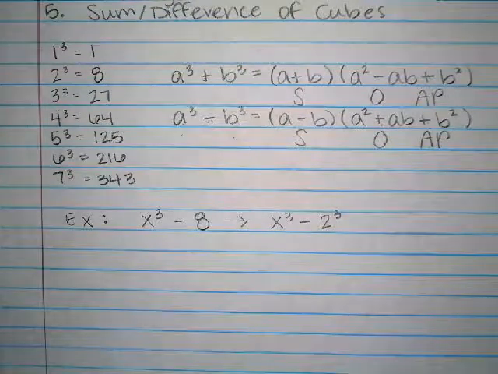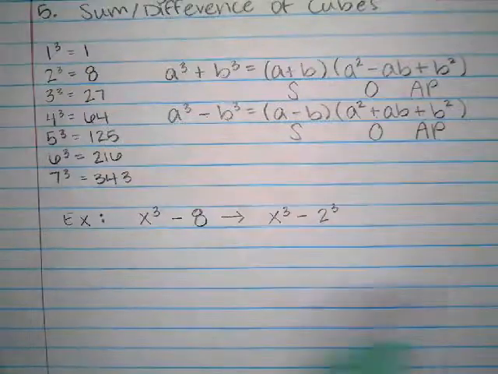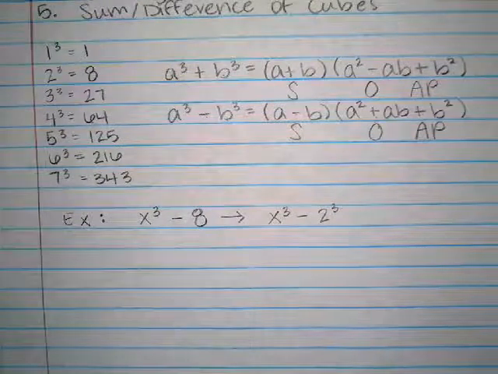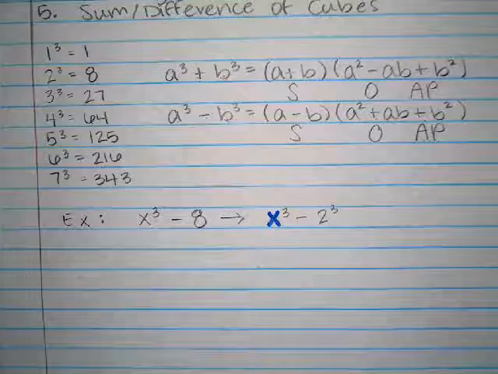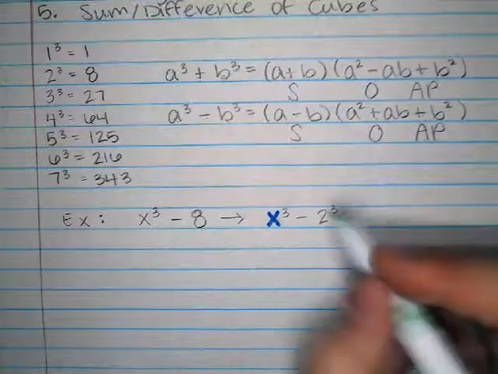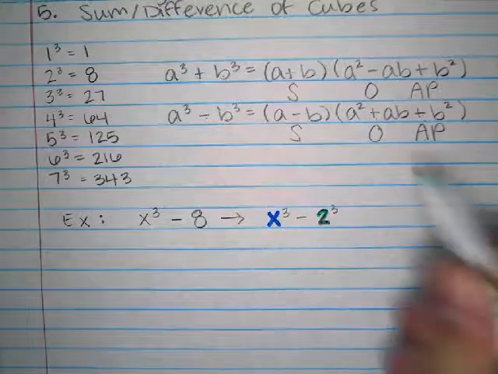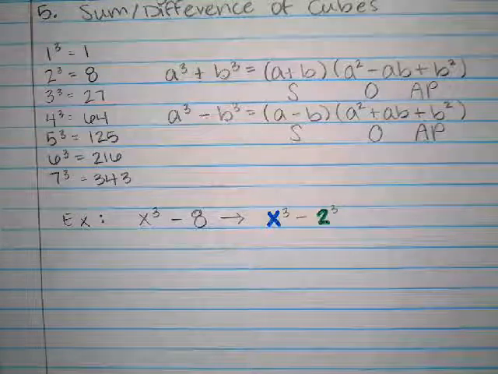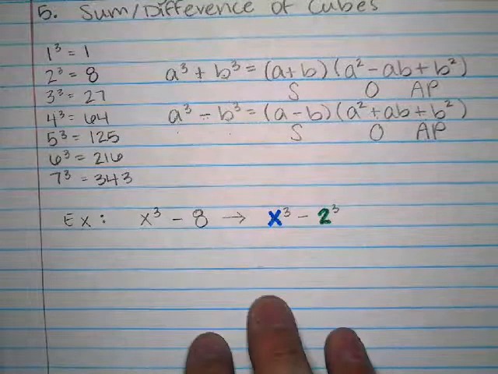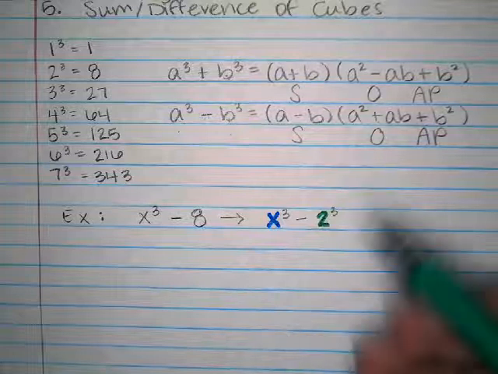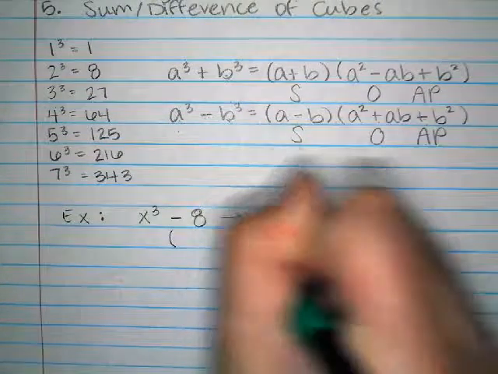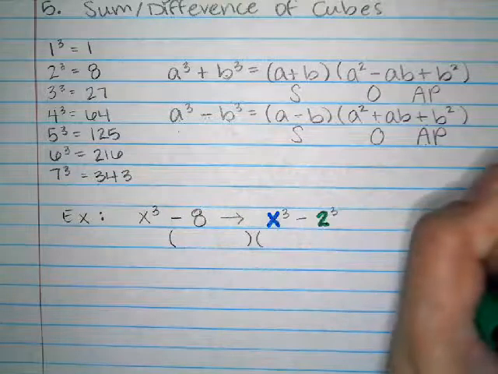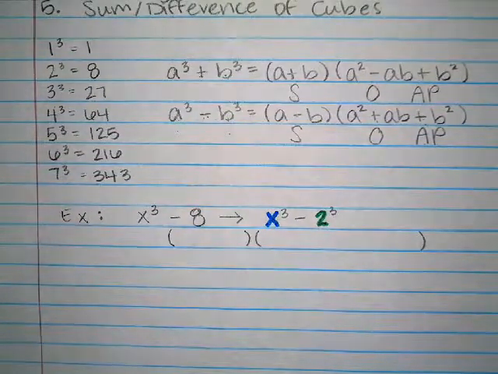Okay, now I'm going to switch to my colors. I'm going to use my first color for the x. I'm going to use my second color for the 2. Now, when we put this in the factored form, we have two sets of parentheses. We have a little set of parentheses, and we have a big set of parentheses. Okay?